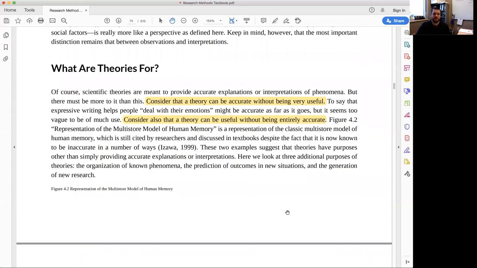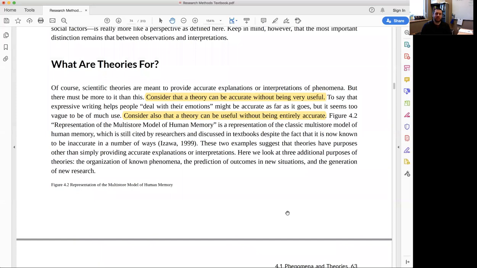So what are theories for? I have these two highlighted because I think it's an incredibly important thing to think about, especially for modern psychology. And I'll talk about what I mean by that in a little bit. But a theory can be accurate without being useful. Right, so the example that the text uses is great. To say that expressive writing helps people deal with their emotions might be accurate as far as it goes, but it seems too vague to be of much use.